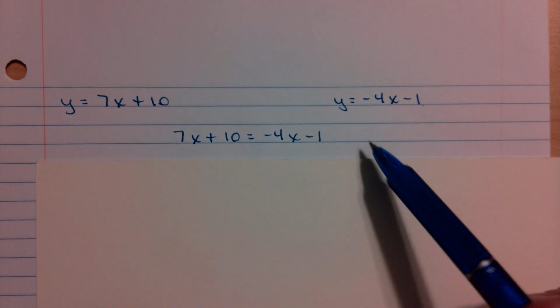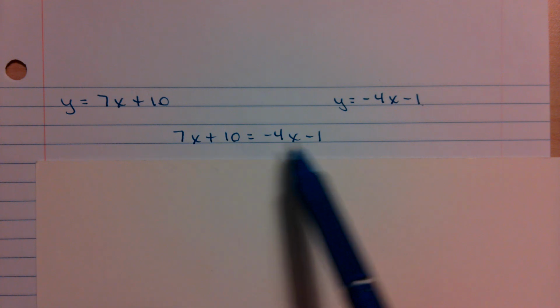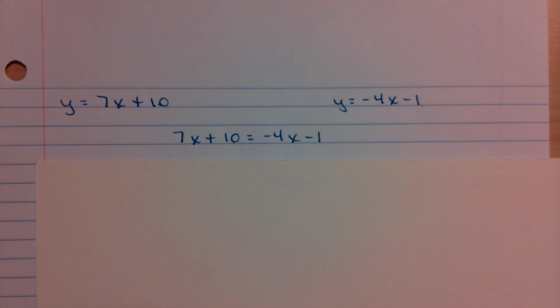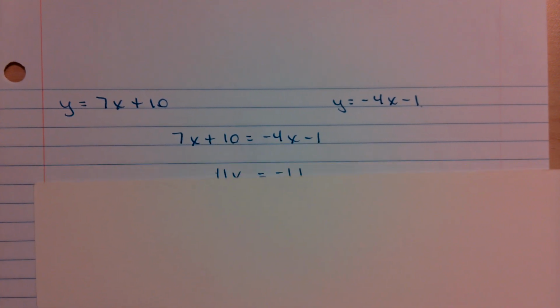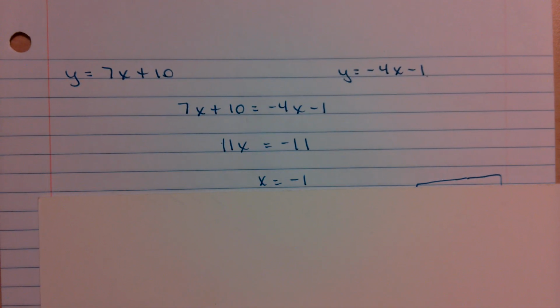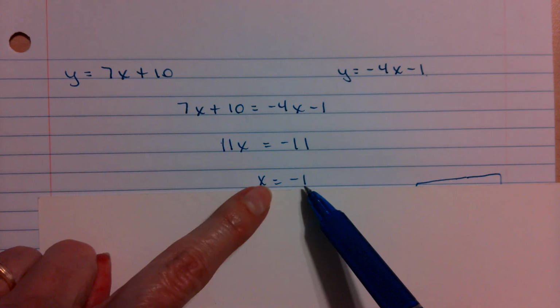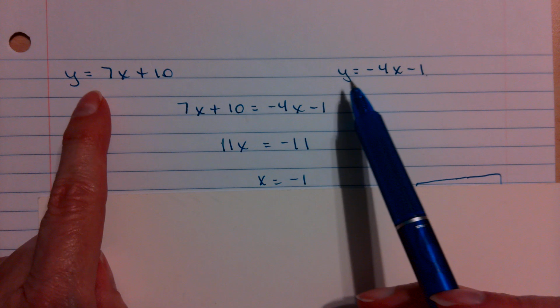Now you have one equation with just one variable, x, and you can solve one equation for one variable. So I'm going to add 4x to both sides, subtract 10 from both sides, and then just divide it out. So I end up with x is equal to negative 1. So I have two variables in my original problem. I have x and y. I know the value of x. I need to find the value of y.